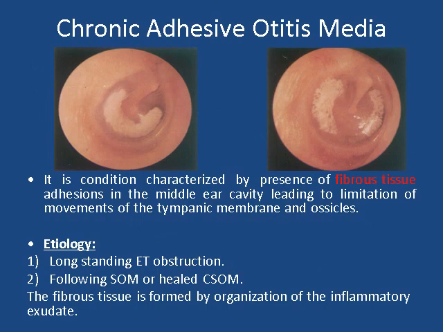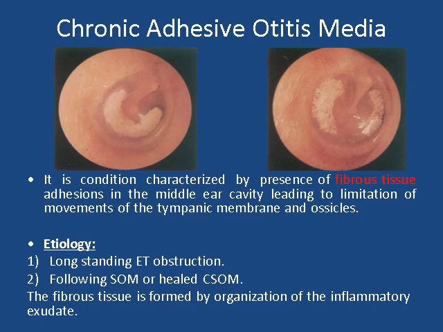We now come to the second type of chronic non-suppurative otitis media, which is adhesive otitis media. From its name, what is adhesive otitis media? It's the presence of fibrous adhesions inside the middle ear cavity, causing limitation of movement to the tympanic membrane and the ossicles. And these fibrous adhesions are formed by organization of the inflammatory exudate present inside the middle ear cavity.